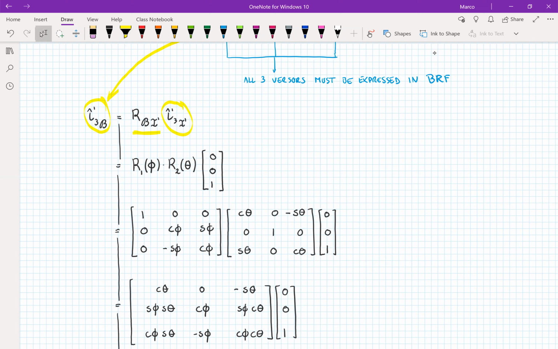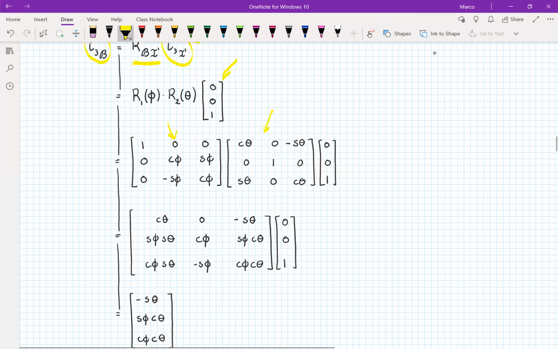And what is this versor over here? What is I3 prime in the I prime reference frame? Well, it's I prime in the I prime, so it's just an elementary unit vector 0, 0, 1. In other words, now we have to rotate 0, 0, 1 into the body frame of reference. So we have to pre-multiply it by R1 and R2.